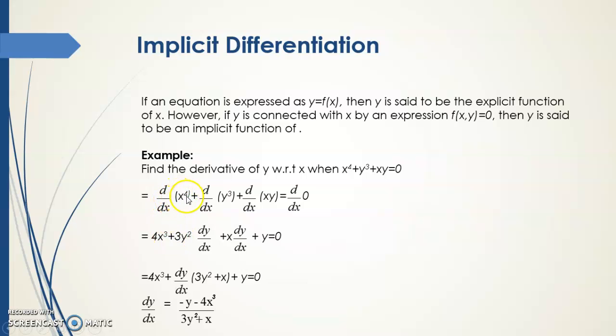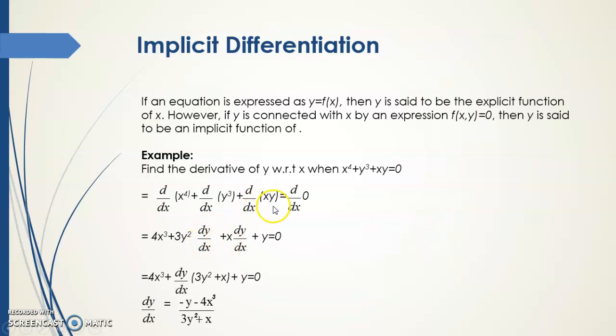So first, derivative of x^4, we know that this is the power rule. So it will be 4x raised to power 4 minus 1. So this will be 4x^3 plus, now y^3, this is also the power rule. So it will be 3 into y raised to power 3 minus 1. So it is 3y^2. But since this is y^3 and not x, and we are finding the derivative with respect to x, in this case we'll again multiply by the derivative of y, that is dy by dx.